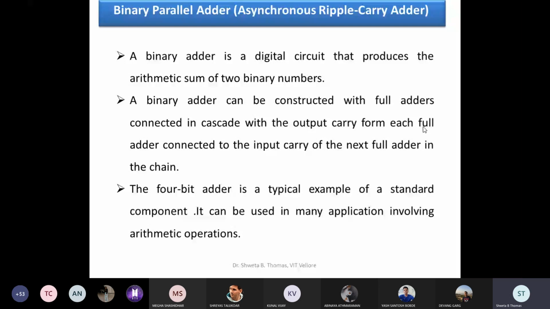Do you have any idea about the parallel adder? Would you like to explain this? Any one of you? What do you mean by parallel adder, or simply binary parallel adder? Any idea? No?